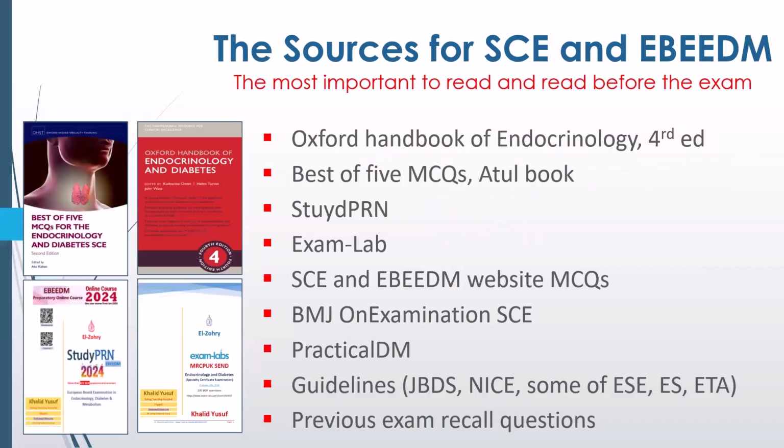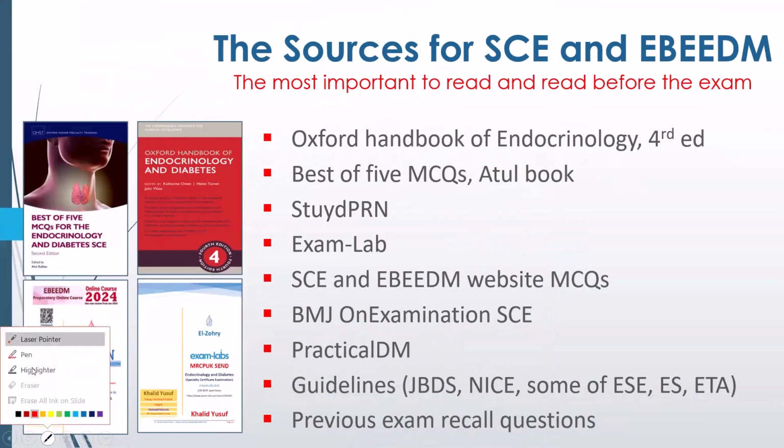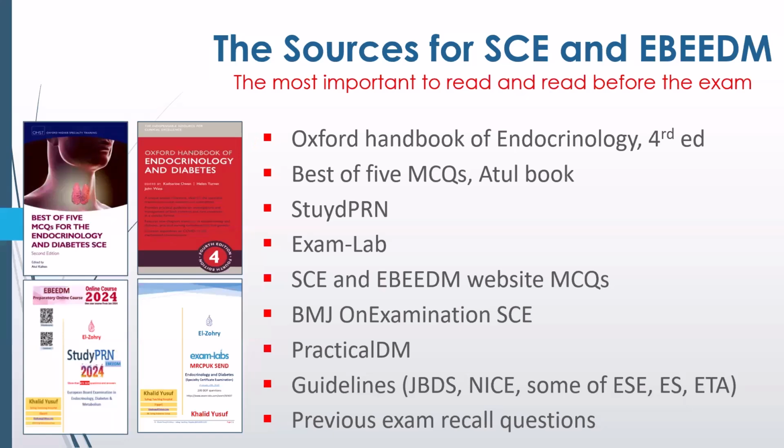So it is very important to know that the most important source is the Oxford Handbook. The Oxford Handbook is mandatory. This is a very important source, followed by Exam Lab, official website, a tool book, Study BRN. If you have time, on examination, practical diabetes, and guidelines. And of course, the previous exam recall is mandatory.